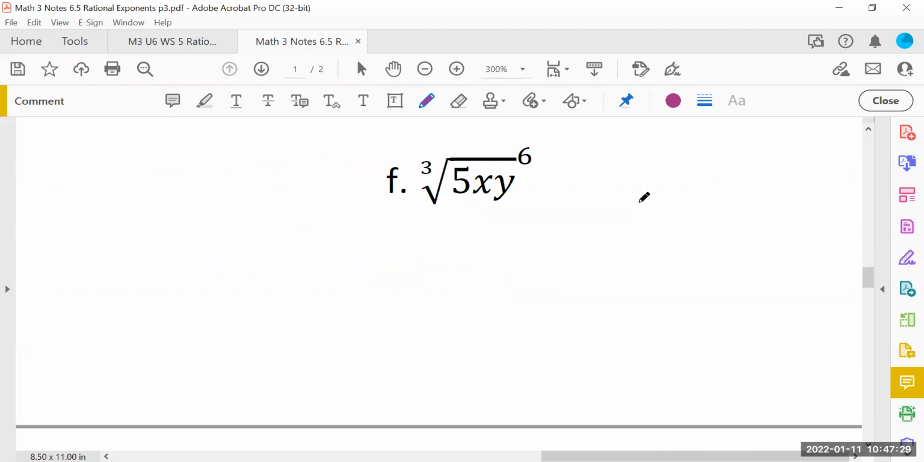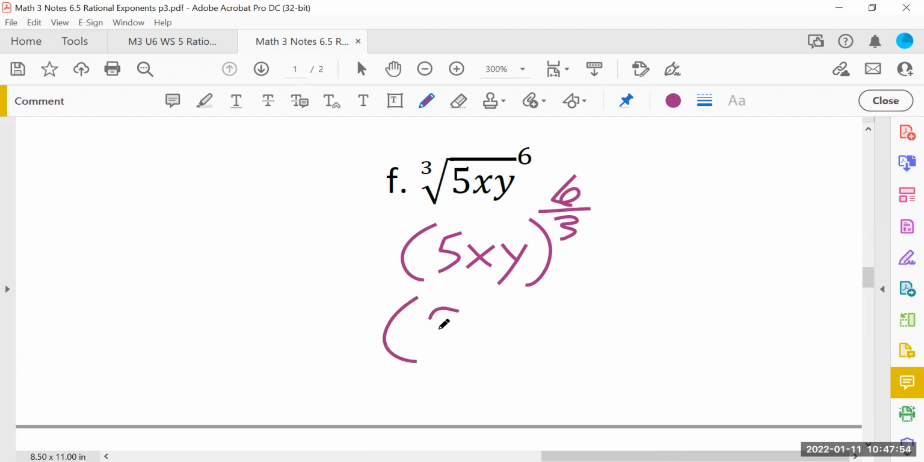And then last one here. 5xy to the 6 over 3. But wait, what's 6 divided by 3? 2. So this is really 5xy squared.